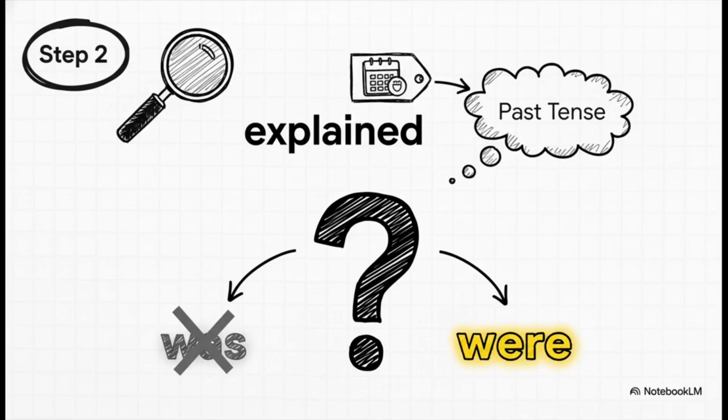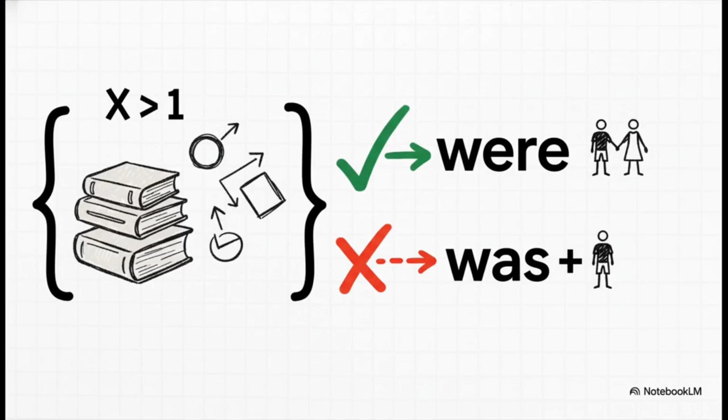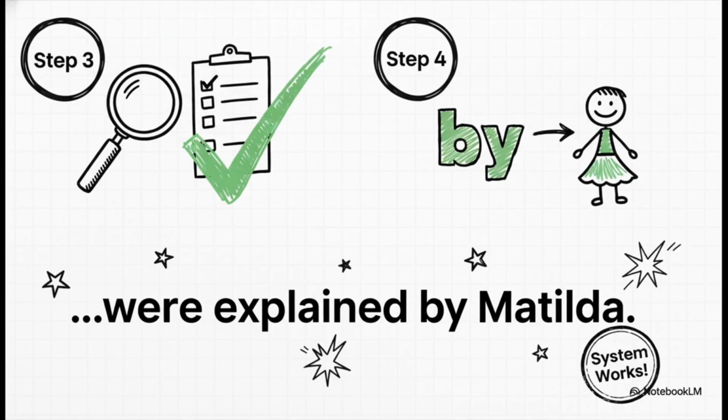So why were? Why not was? And this is such a great example of a super important grammar rule. Our new subject is the rules and structures. See that S on the end? That means it's plural. We're talking about more than one thing. And a plural subject always needs a plural verb. So we have to use were, not was. That's a really common trap people fall into, but it's super easy to avoid once you know to look for it.